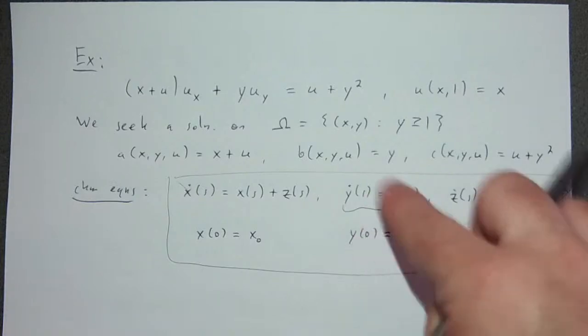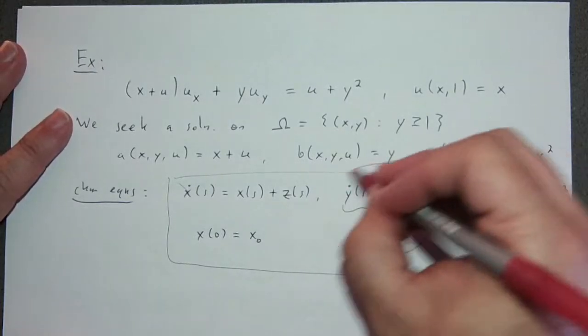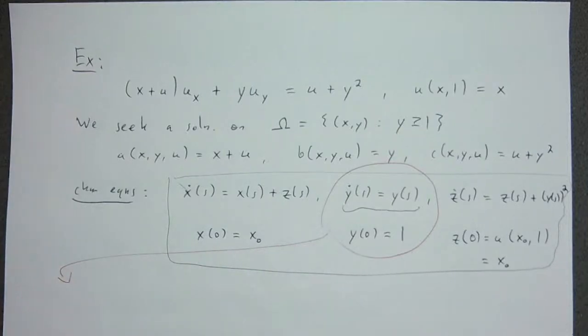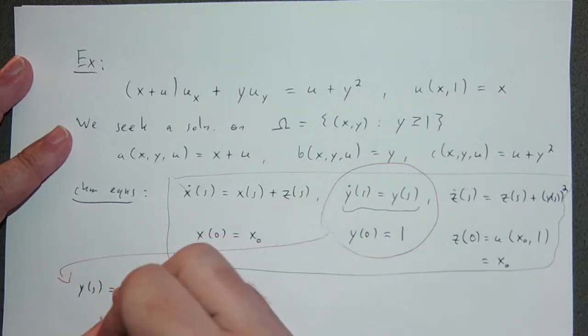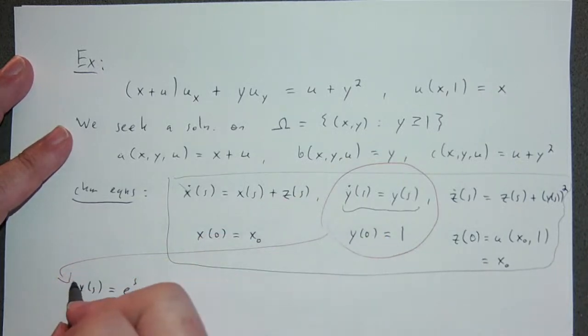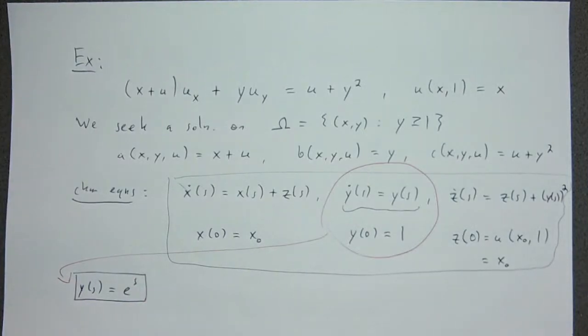Okay, so this first one, I have y dot is equal to y, and y of 0 is equal to 1. So that's nice. I can immediately say y of s is equal to e to the s, because I've imposed the initial condition. So I found that my constant here is just 1. Okay, because of this, right? So y of s is e to the s. Okay. Now what do I do?